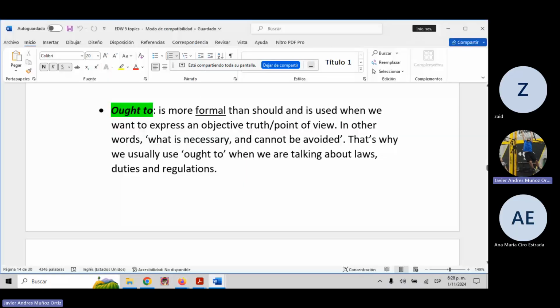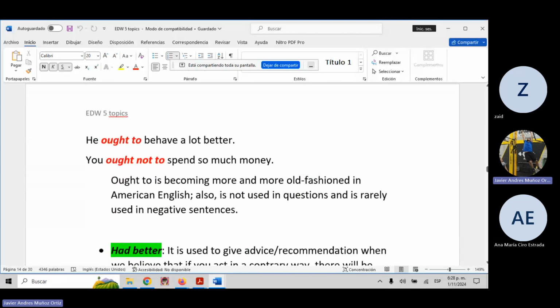In this case, we are going to use ought to talk about laws, duties, and regulations, something that cannot be avoided. So this is more formal. And here are some examples.